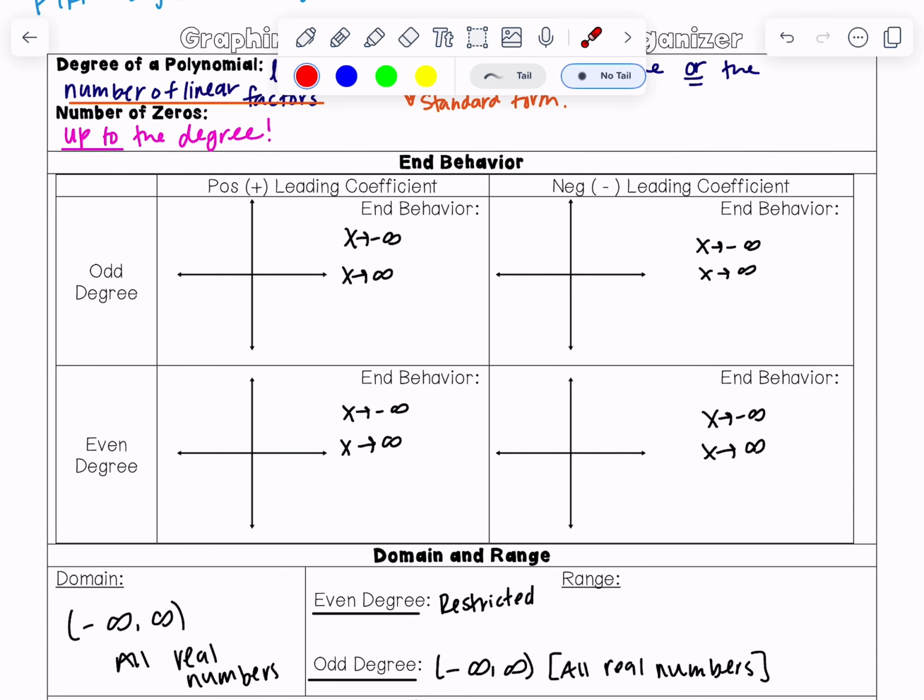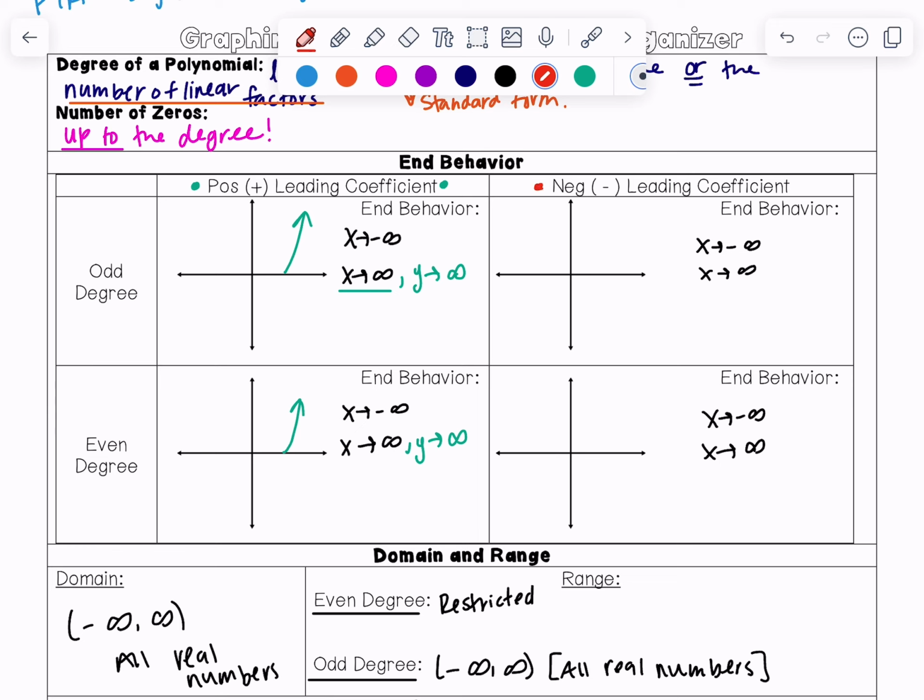The next piece of what we look at is the end behavior. And notice you're going to see out to the side, it talks about the degree again. But before we get to the degree, we're going to talk about positive and negative leading coefficient. If we have a positive leading coefficient, it's always going to impact our right-hand side. So as x goes to infinity, a positive leading coefficient says that that right-hand side is going to go up. So y will also go to infinity. So as x goes to infinity, y goes to infinity.